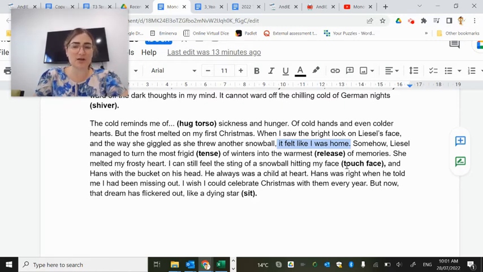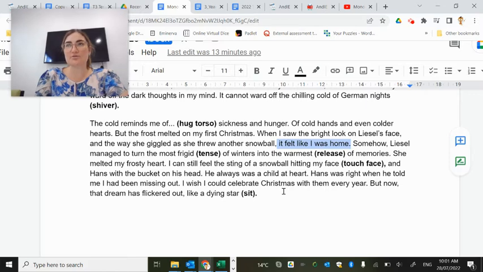So lots of imagery here. "And Hans with a bucket on his head. He was always a child at heart." So this shows a reflective, positive, happy mood, thinking about a moment of enjoyment in time when things weren't great in his life. So he's holding on to this memory. It's sort of reflecting on the time period in which he started to discover his love for people again.